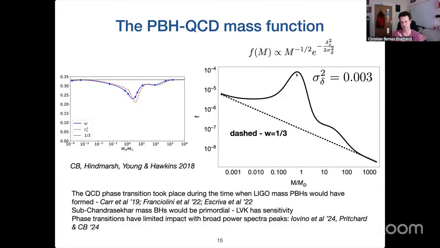And that would be great because that's below the Chandrasekhar mass, meaning in normal astrophysics, you wouldn't expect black holes or neutron stars to form with such a small mass. So a potential smoking gun signature. But although LVK has sensitivity, it hasn't found at high significance any such events.